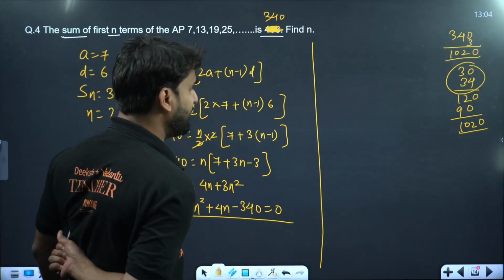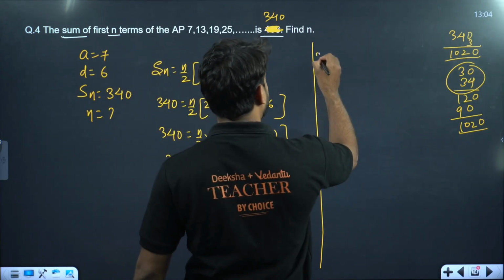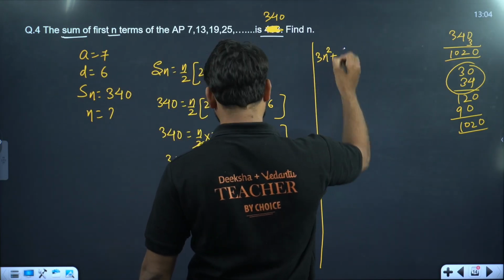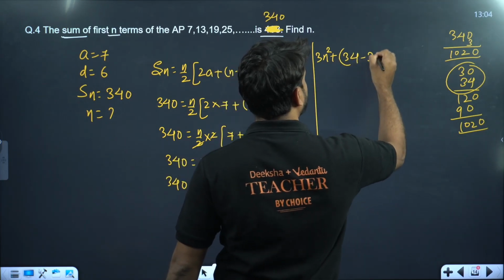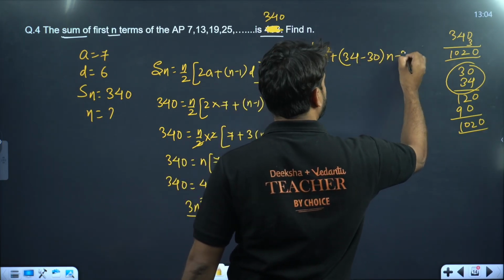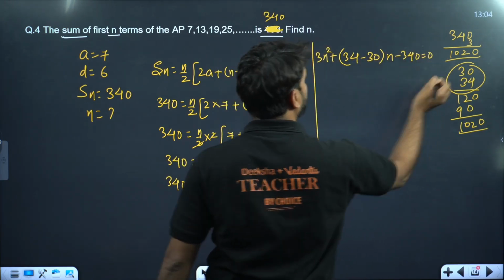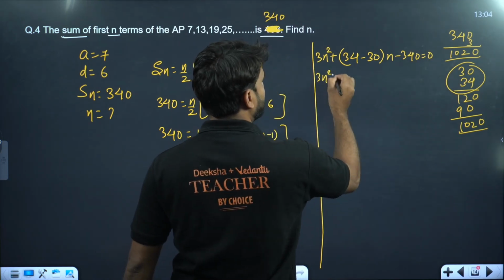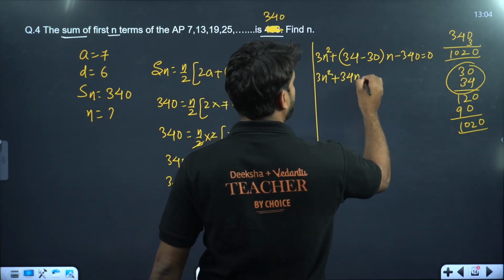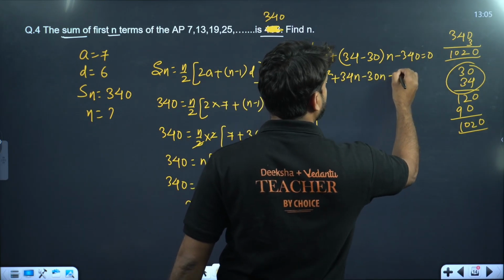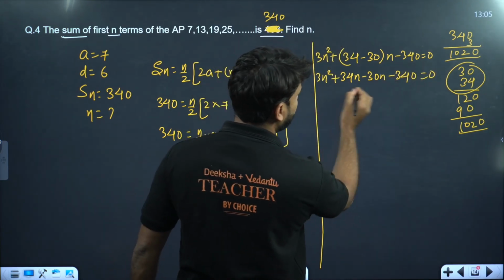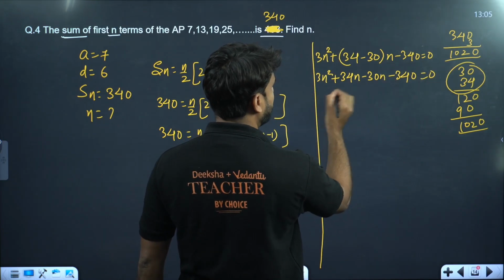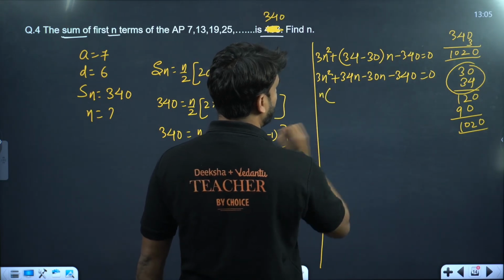So 30 and 40 is the perfect pair. So we can write here 3n square plus this is 4n. 4n can be written as 40n minus 30n, minus 340 is equal to 0. So middle term splitting method: 3n square plus 40n minus 30n minus 340 is equal to 0. So let's take common. What we can take common? n we can take common.